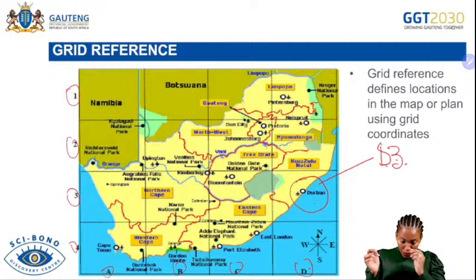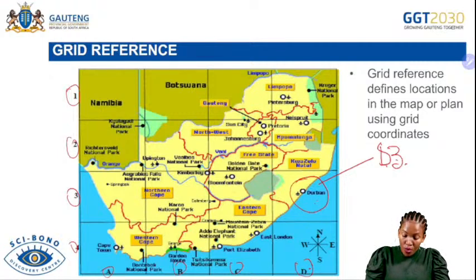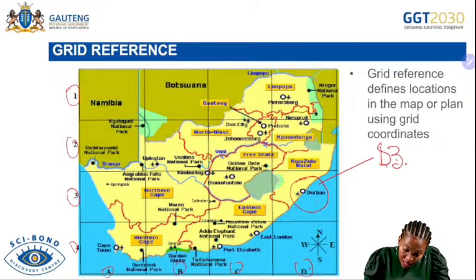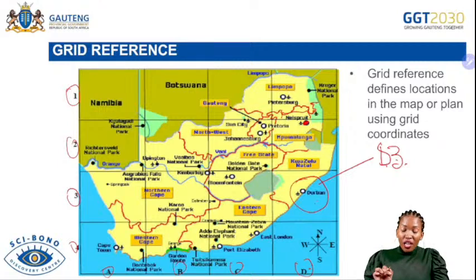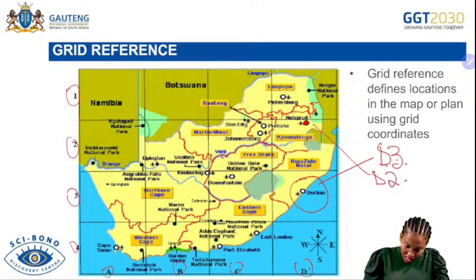For example, the grid reference for Nelspruit. Where is Nelspruit? This is Nelspruit. But the position of Nelspruit is actually here on this dot. So if you were to give the grid reference of Nelspruit, it would be D2. It is D, and then a 2 there.